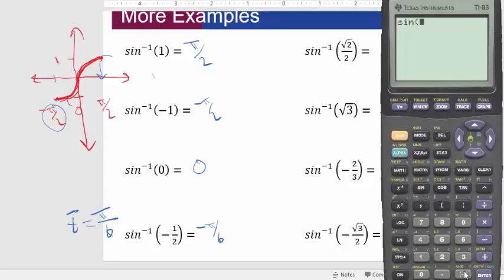So what's the sine of negative pi over 6? It's negative 0.5 or negative a half. All right, so that's kind of a way to check yourself after you do these.